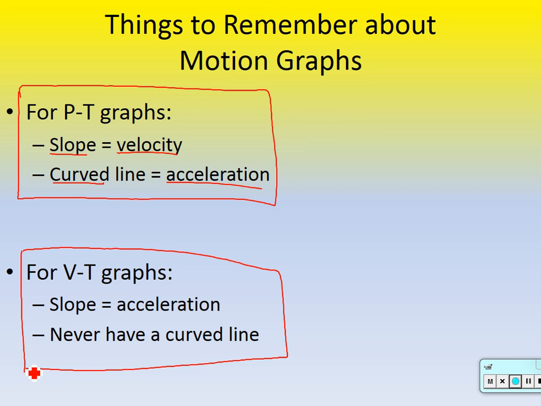Now the second box down here is for velocity time graphs. In a velocity time graph, the slope tells you acceleration. So it's a little bit different. Remember, slope in position time graph was velocity, but now in velocity time graphs, it's telling us acceleration. And we never have a curved line in velocity time graphs. So you will never see a curved line, at least in my examples.